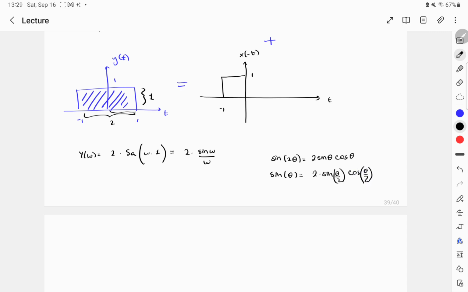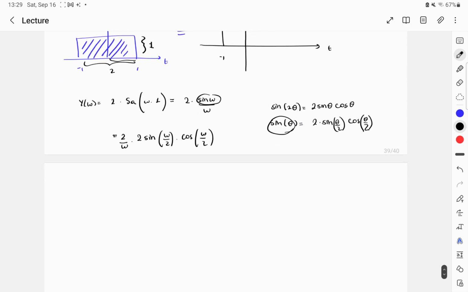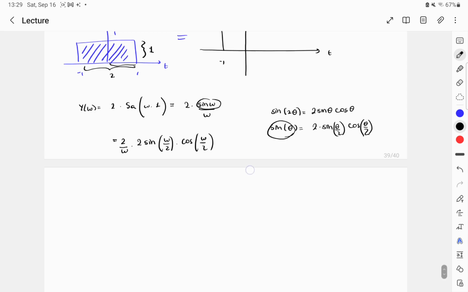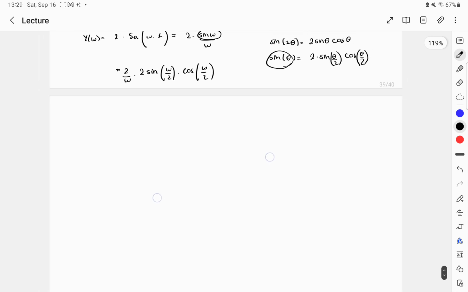And then we can just write this similarly here. This one equals 2 times, we have the omega here, times, instead of sine omega, we will just use this equality and write 2 sine omega over 2 cosine omega over 2. And that's it. We can play with it and also have other equalities, but this is the main point which I wanted to illustrate to you. And now let's move on to the next example.